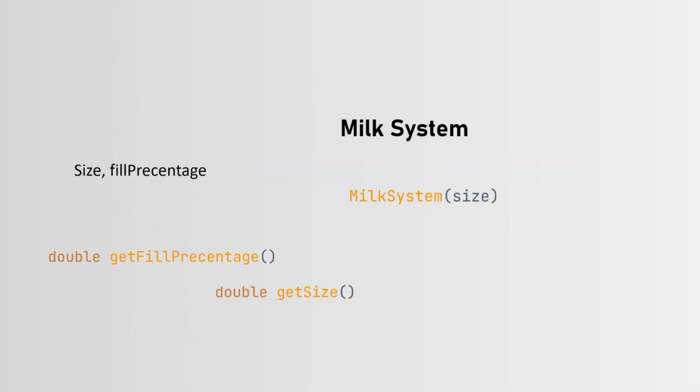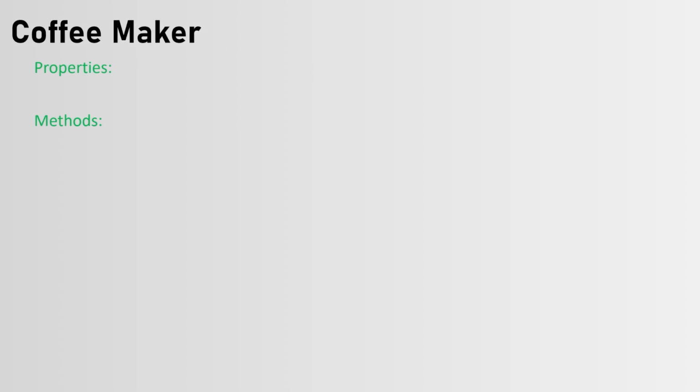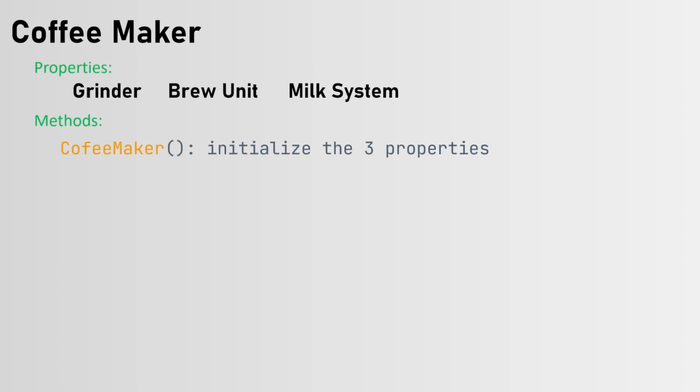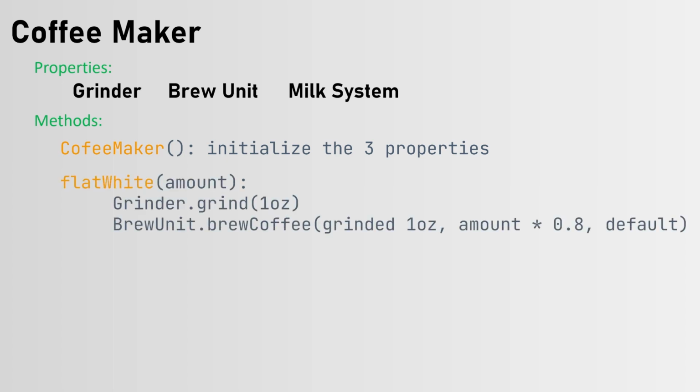And now for the exciting part. We're going to create a class called coffee maker, and this is our actual application where we're actually going to use all that abstraction that we created earlier. Its properties are its grinder, its brew unit, and its milk system instances. It has only a constructor as an encapsulation method because none of the other properties ever need to be set or get. It does, however, have a lot of abstract methods.